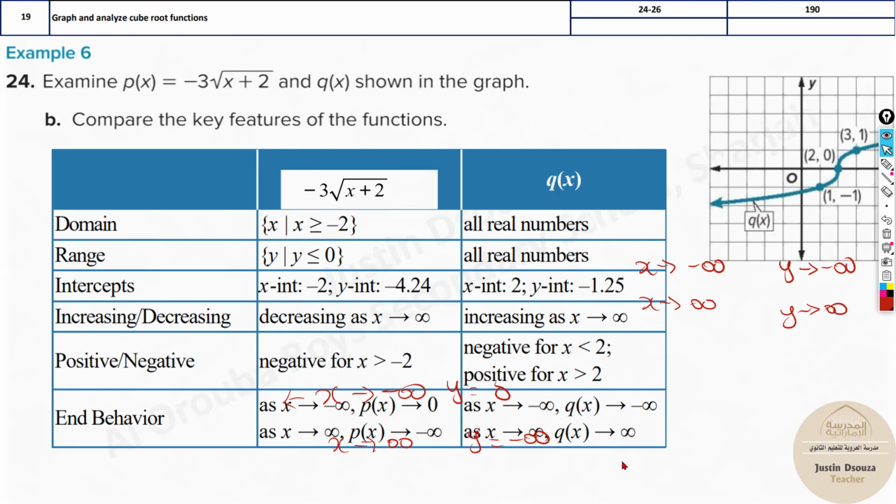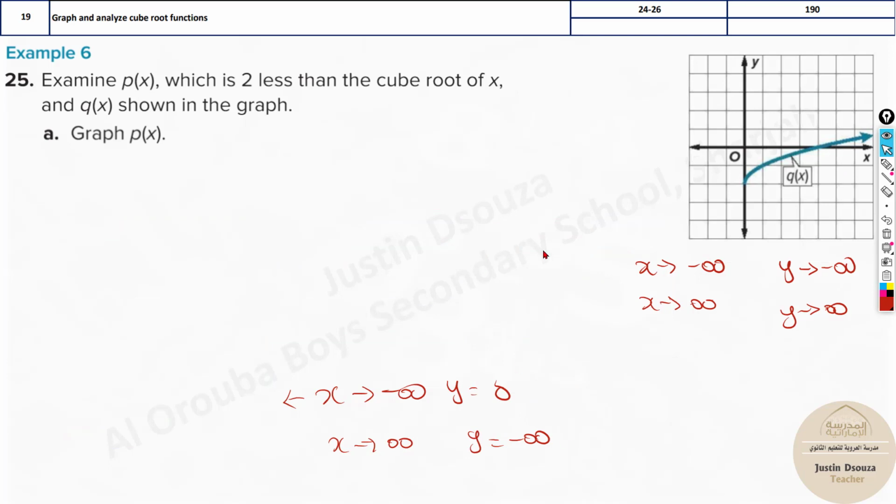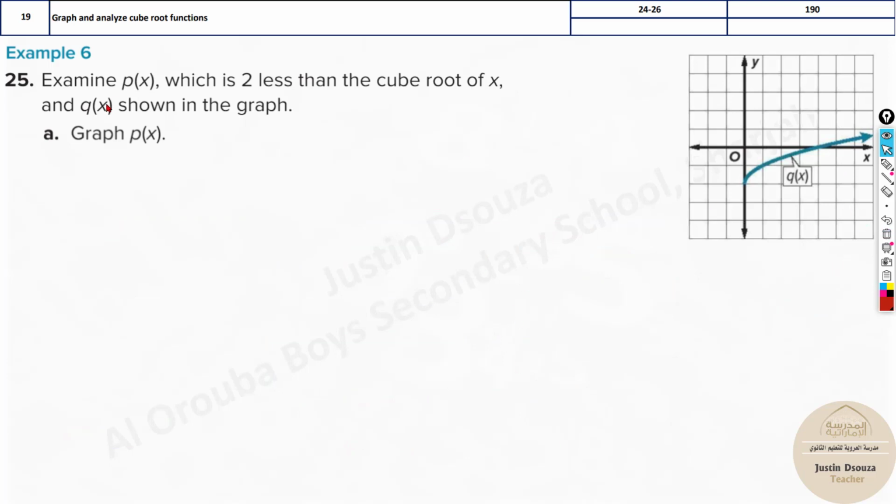So these are some comparisons. It's a very straightforward comparison, nothing much in this. Same way over here, but I'll just tell you what this equation is. They have not given the equation, right?